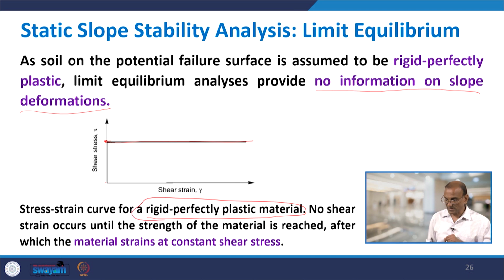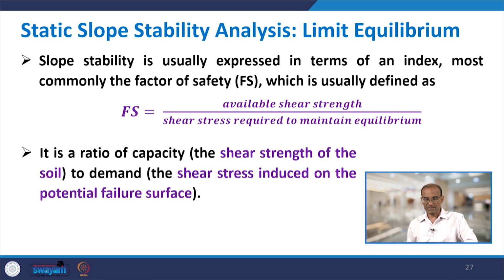The stress strain curve is a straight line starting from 0. It starts from here, then goes here and then moves along this path. So, this is the characteristic of rigid perfectly plastic material. Assuming this, slope stability is usually expressed in terms of an index, most commonly called the factor of safety, which is defined as the available shear strength divided by the shear stress required to maintain equilibrium.